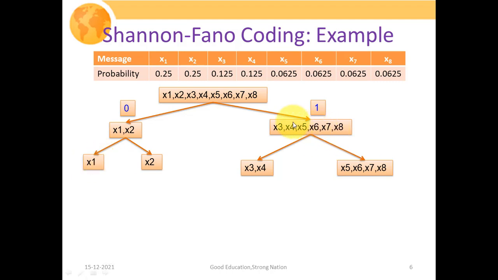Similarly in the second subset, the combination of x3 and x4, that is 0.125 plus 0.125, makes 0.25, and again for x5, x6, x7 and x8 the cumulative probability is also equal to 0.25. So we make this subdivision. Then this particular subset contains two symbols, x3 and x4, and this particular subset contains four symbols, x5, x6, x7 and x8. Then we again assign two single bits, 0 and 1, to these subsets.